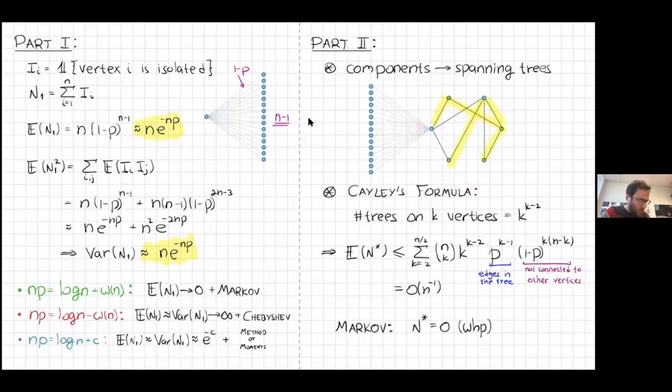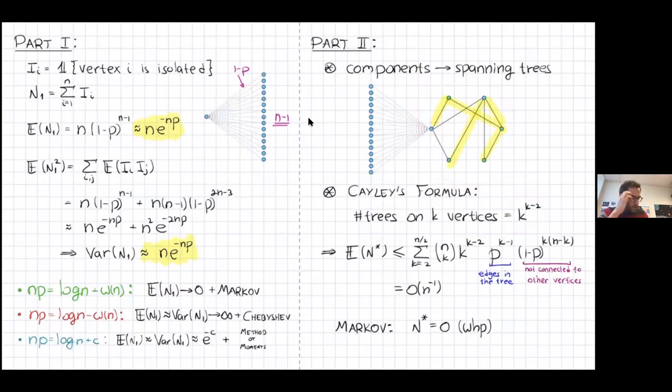Okay, so this is a spanning tree of my component. And you can use what is called Cayley's formula, which tells you the number of possible trees on k vertices. And this is k to the power of k minus 2. So this is a result in combinatorics.